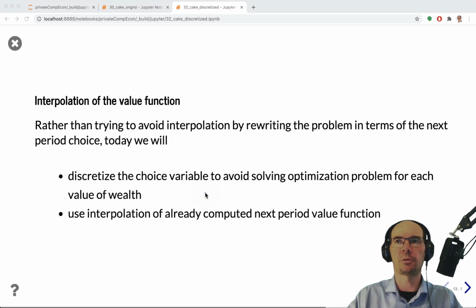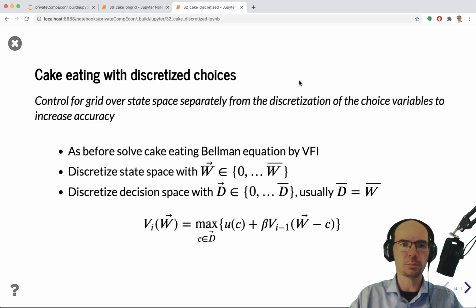And so we will have, as before, a matrix where we take a maximum along one of the axes. But we'll have to use interpolation so that the already computed next period value function can be interpolated at the right points. So how will that go?